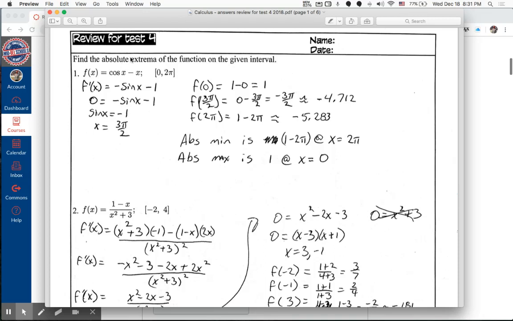Since we're finding absolute extrema, that means we need to plug in the endpoints and the critical point back in the original function. So f of 0 is going to give me 1. F of 3 pi over 2 is going to give me negative 3 pi over 2, which is approximately negative 4.712. And f of 2 pi is 1 minus 2 pi, which is approximately negative 5.283. So our smallest value is 1 minus 2 pi, and that occurs at 2 pi. Our biggest value is 1, and that occurs at 0. So there's number 1.